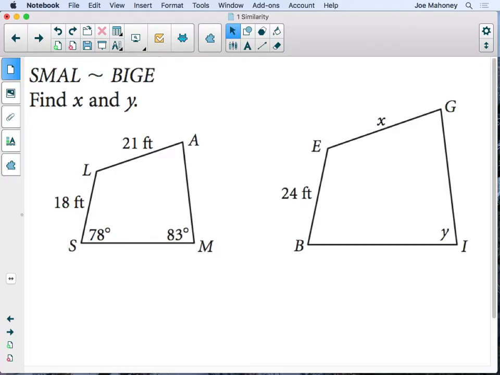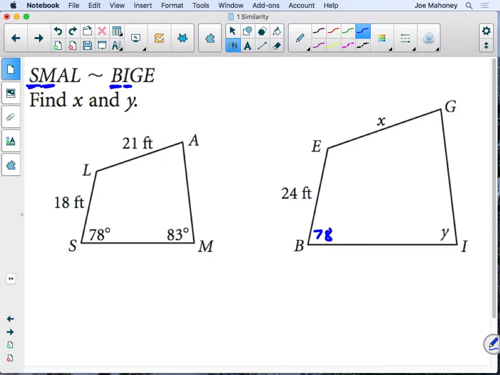Hey, welcome back. So let's take a look. The figure on the left has angles of 78 and 83 degrees for angle S and angle M. The corresponding angles, S corresponds with B, M corresponds with I, and so on. So angle B is a 78-degree angle, and the angle with the variable y is 83. So y is equal to 83 because if the figures are similar, which they are, corresponding angles are congruent. And the corresponding sides are proportional.